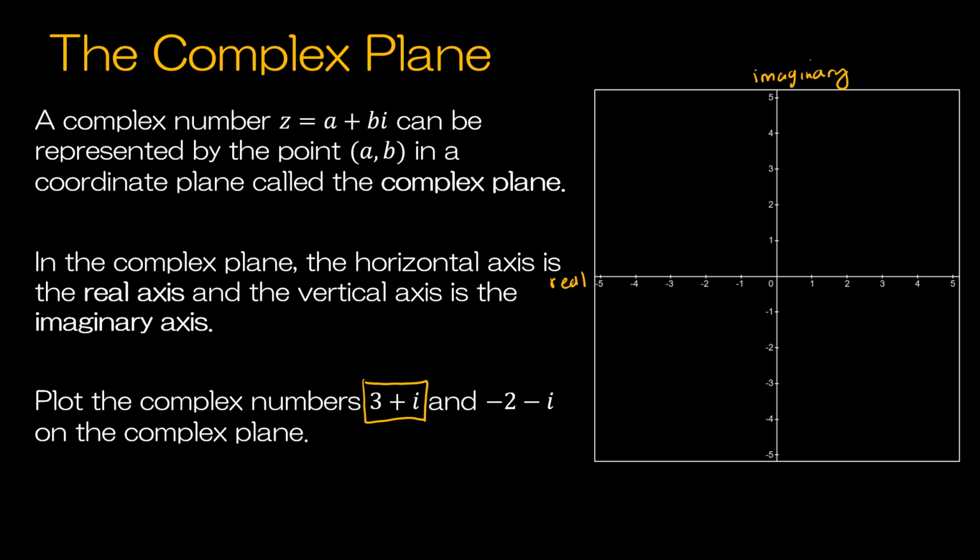So that means if I'm going to plot a point like 3 plus i, which is 3 plus 1i, I'm going to be plotting the point (3, 1). So (3, 1) represents the complex number 3 plus i. Whereas negative 2 minus i would be the point (-2, -1). So (-2, -1) would be that point on the complex plane.